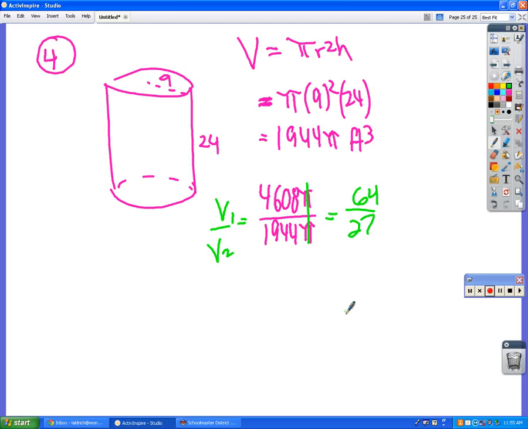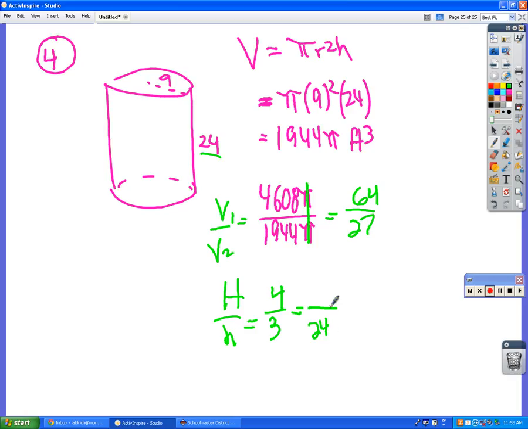So what would the ratio of the big height to the little height be if the ratio of the volumes is 64 over 27? 4 over 3, good, because the cube root of 64 is 4, and the cube root of 27 is 3. So now you can use that to figure out the large height, because we know the small height. 24, that's right here.